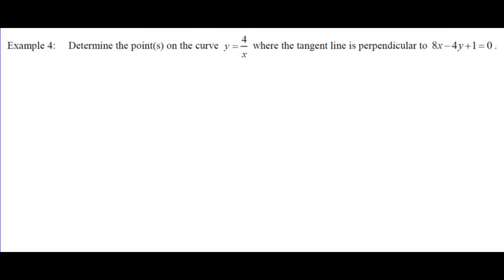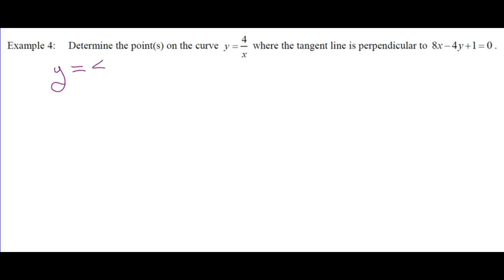Example 4: determine the point or points on the curve y equals 4 over x where the tangent line is perpendicular to 8x minus 4y plus 1. Okay, so what are we going to start by doing? So let's find the slope of the tangent line. What's the slope of the tangent line to this curve?